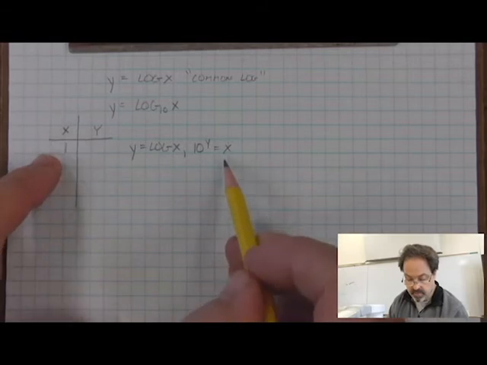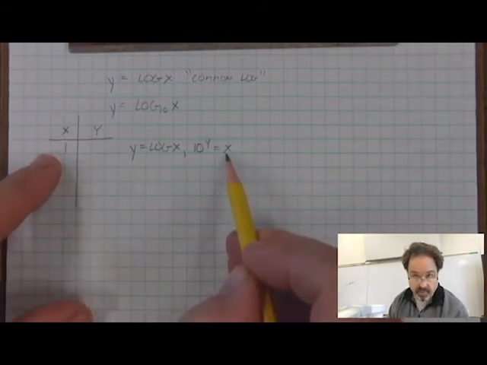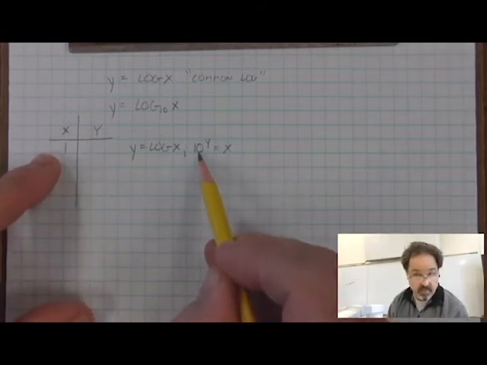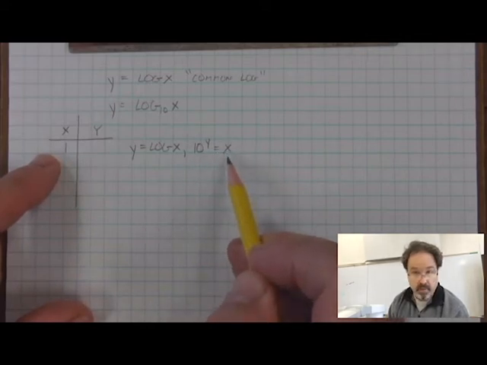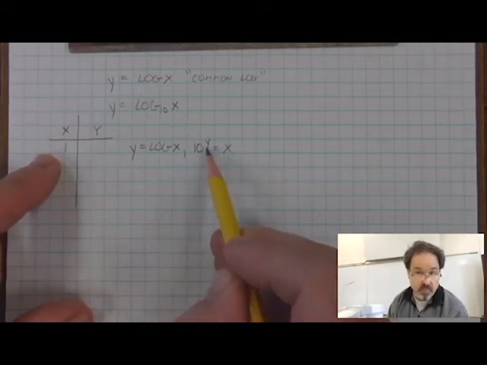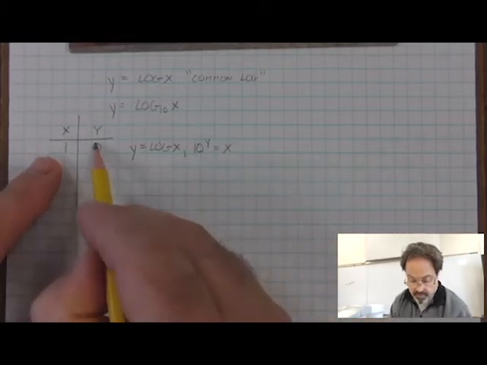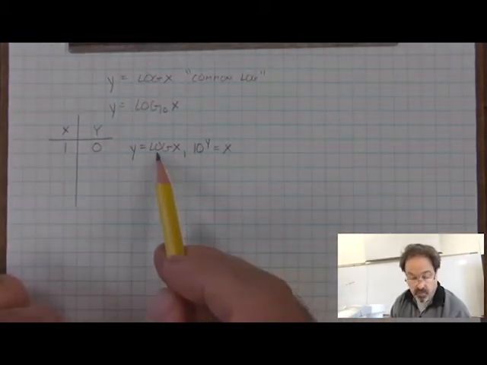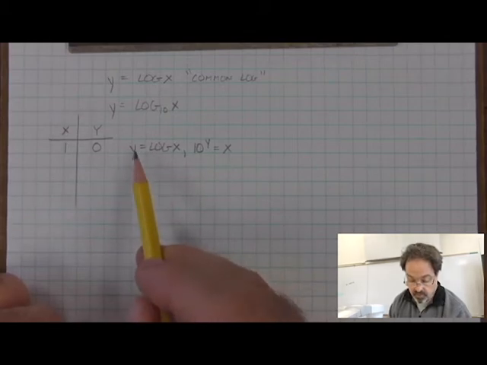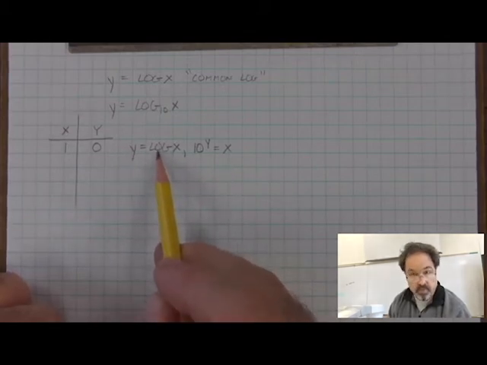So in this case, if x is 1, we can think, what power of 10 will equal 1? We know that y must equal 0 because anything to the 0 power is 1. So in the original equation, 0 is equal to the log of 1.